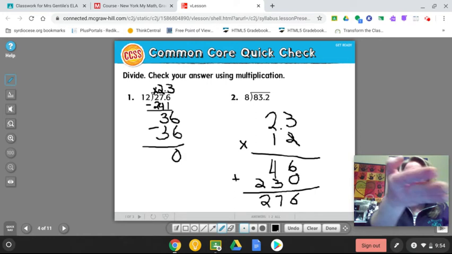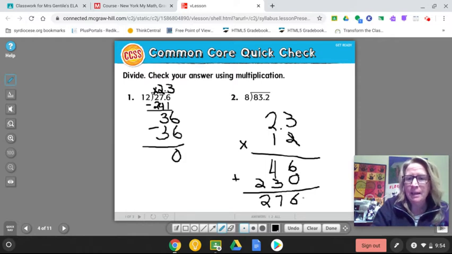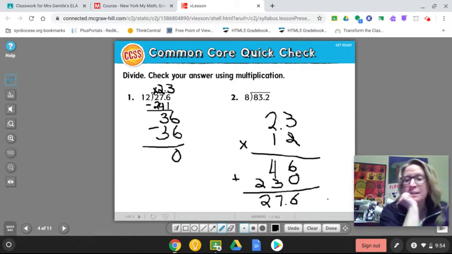276. That's not what my divisor or my dividend is. My dividend is 27 and 6 tenths. How'd I end up with 276? Oh, there's a decimal in one of my factors that I'm multiplying. So I count over one spot, and then I go down here, I count over one spot, and I put my decimal right in there. So 27 and 6 tenths is what our dividend started as. So our answer checks out.